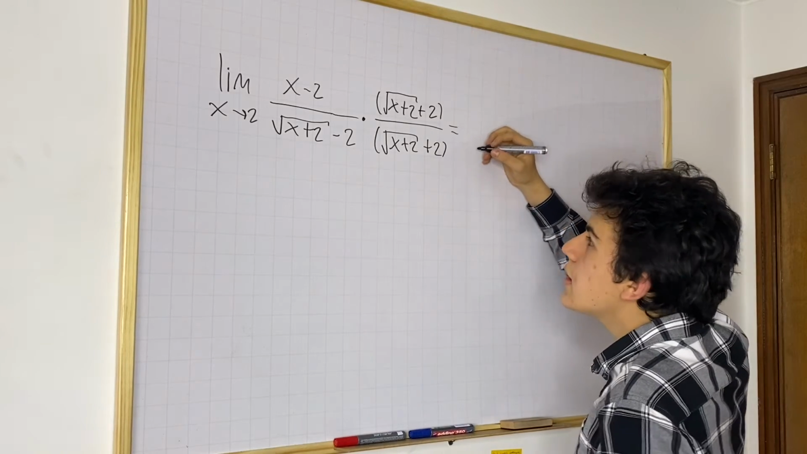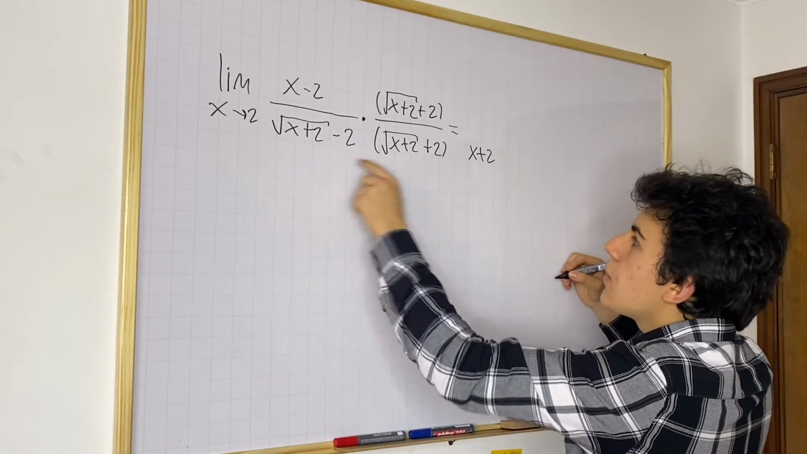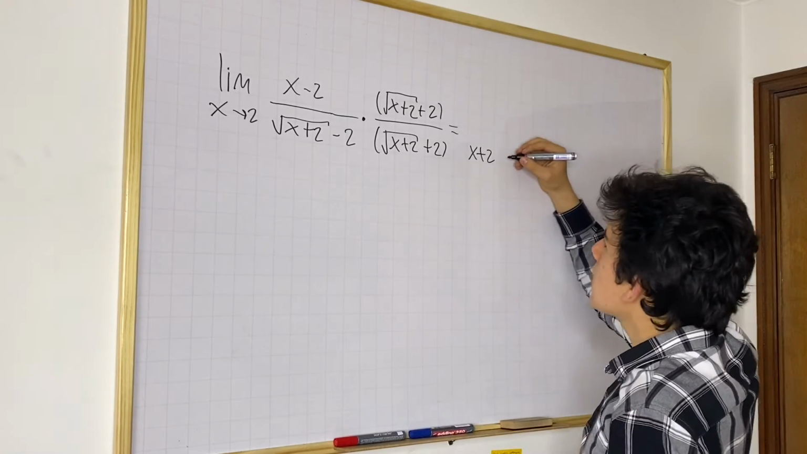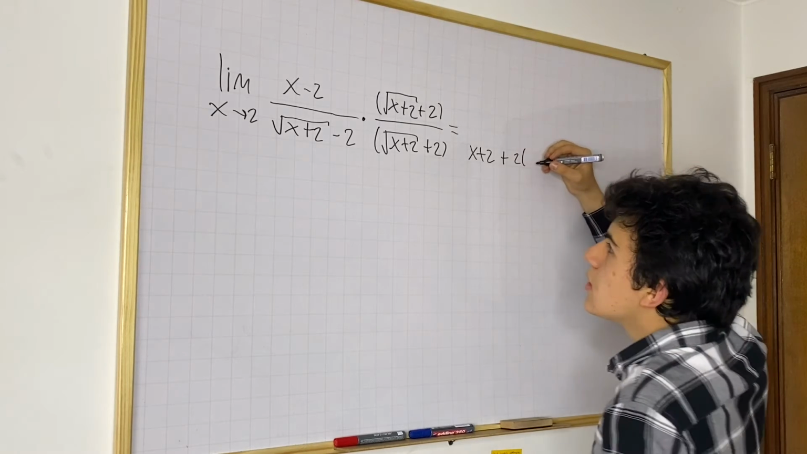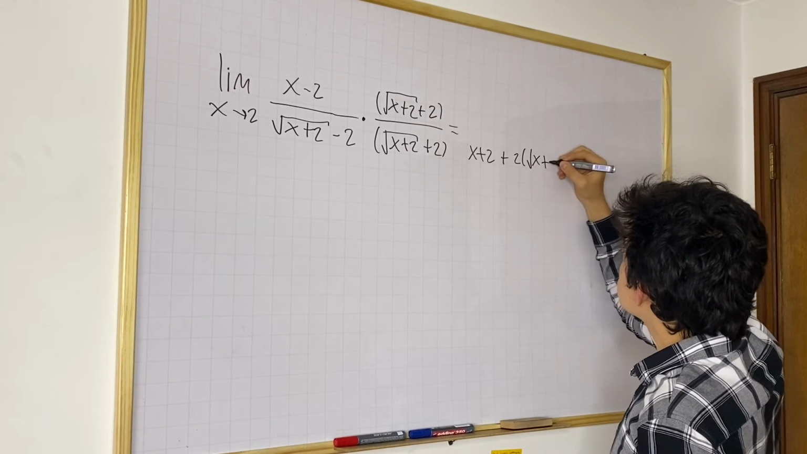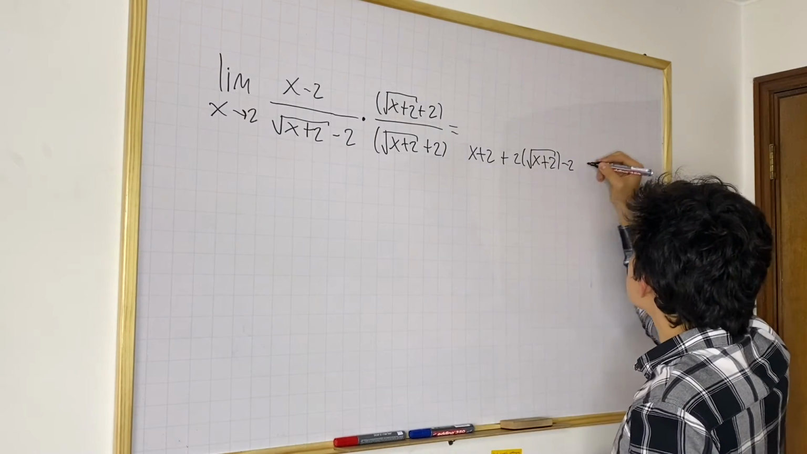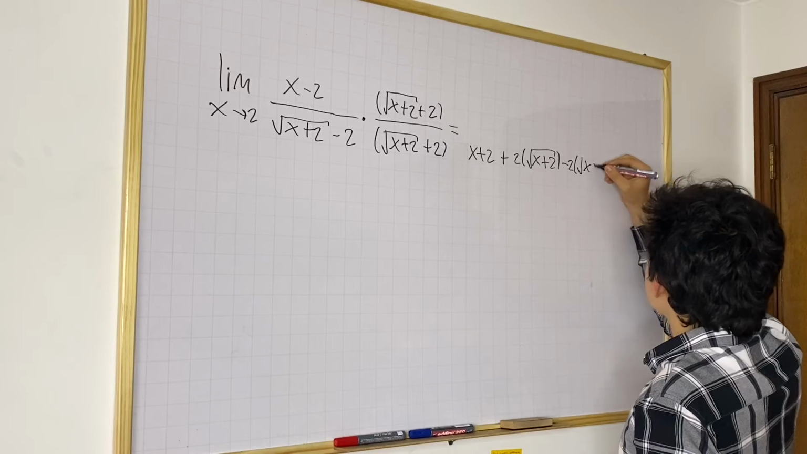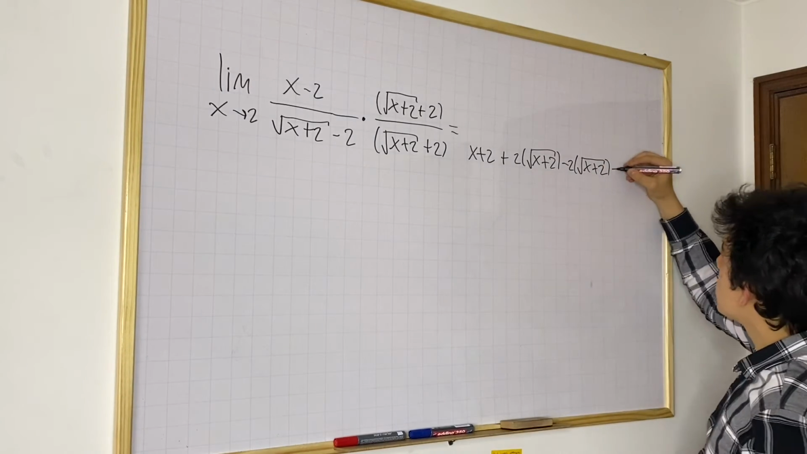So we're going to get x plus 2, then 2 times that square root expression, so plus 2 times square root of x plus 2. We should get the negative part, minus 2 times square root of x plus 2. And now we get minus 4.